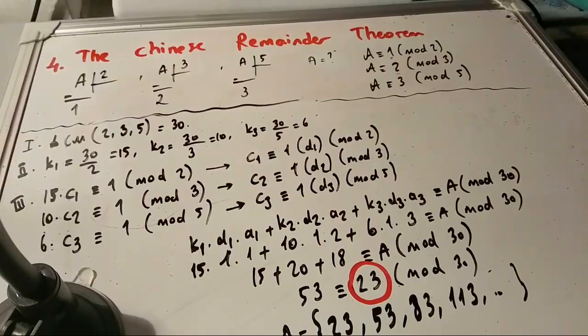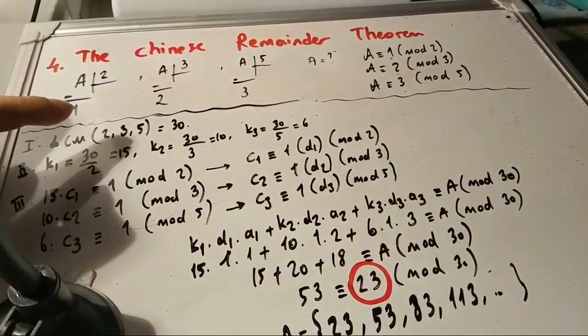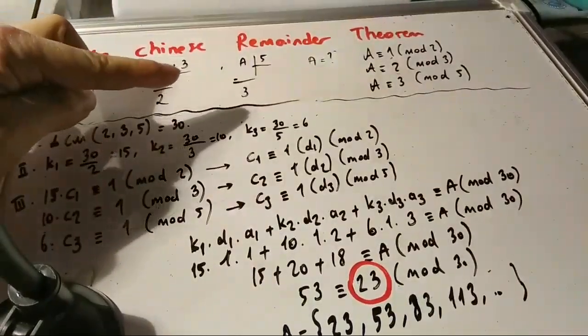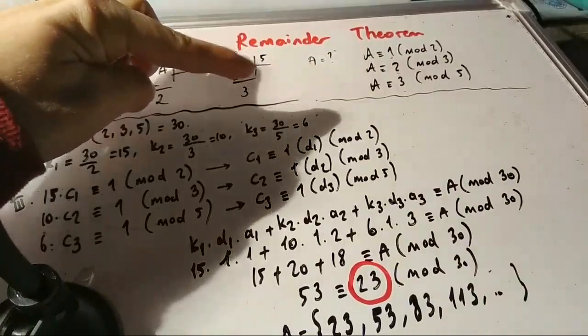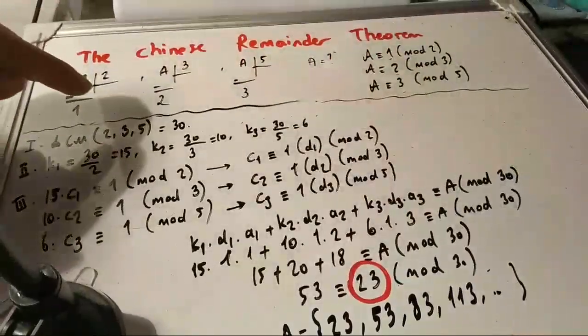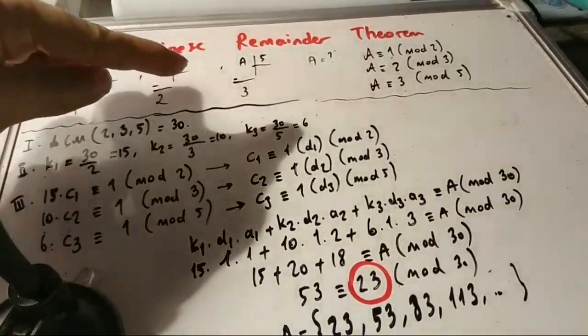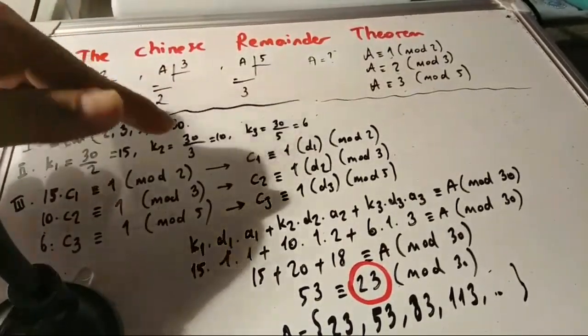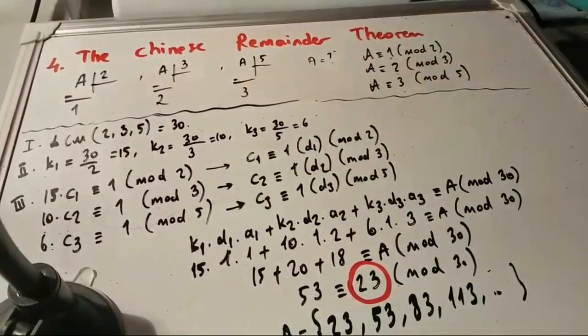Check it. 23 divided by 2, remainder is 1. 23 divided by 3, remainder is 2. 23 divided by 5, remainder is 3. Look at the 53. 53 is divided by 2, we will get 1 as leftover. 53 is divided by 3, leftover is 2. And 53 is divided by 5, 3 is a leftover. Okay, so we got the solutions here.